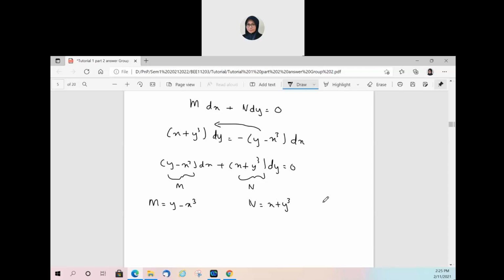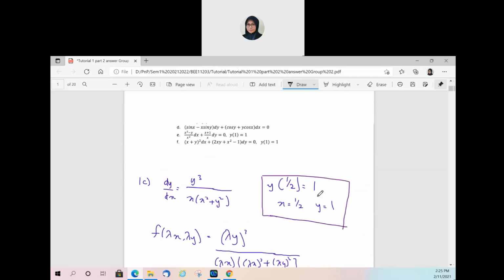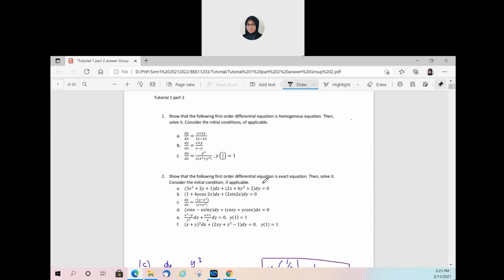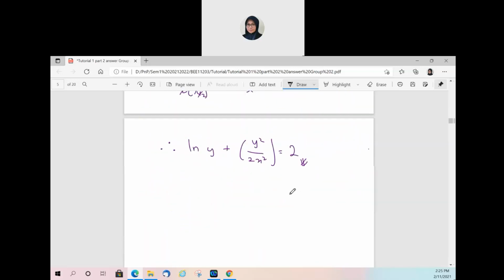Okay, for exact equations. First, what does the question say? The question says show that the following first order differential equation is exact. So you have to show that this is an exact equation, then you have to solve the question. Let's see how.